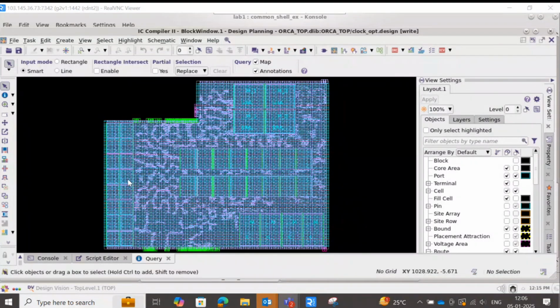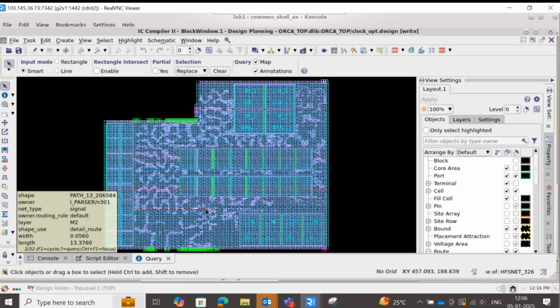Now, the ones which you are seeing here, the blue color ones, the bigger ones, these are called macros, where I am moving my cursor. And the ones which you are seeing here, the pink color ones, are nothing but your standard cells.